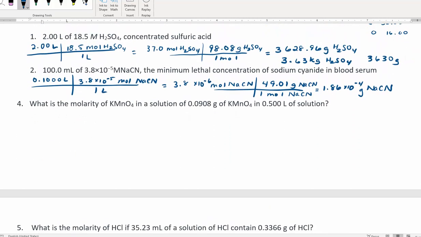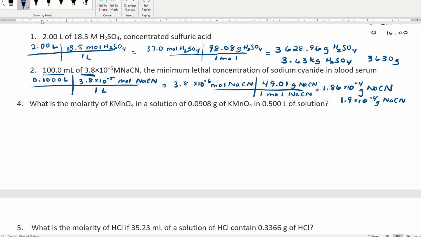Oh, and I didn't significant figure that. So the volume has 4 significant digits, but the molarity here only has 2. So we would round that 1.9 times 10 to the negative 4. That would be correct significant figures for that question.